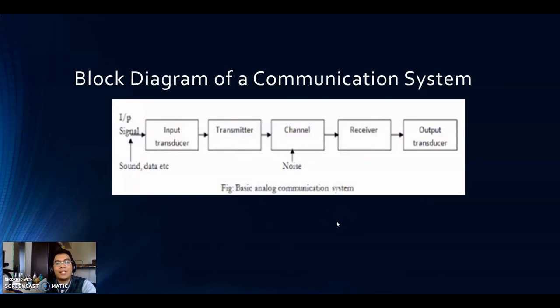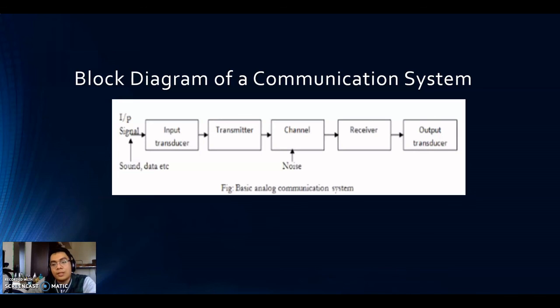So, this is the block diagram of a communication system. Let's discuss the parts of this block diagram. The first part is the input transducer. An input transducer takes a form of physical energy and converts it into a signal which can be read. For example, a microphone takes physical sound waves and turns them into an electrical signal which can be transferred through wires to the amplifier.